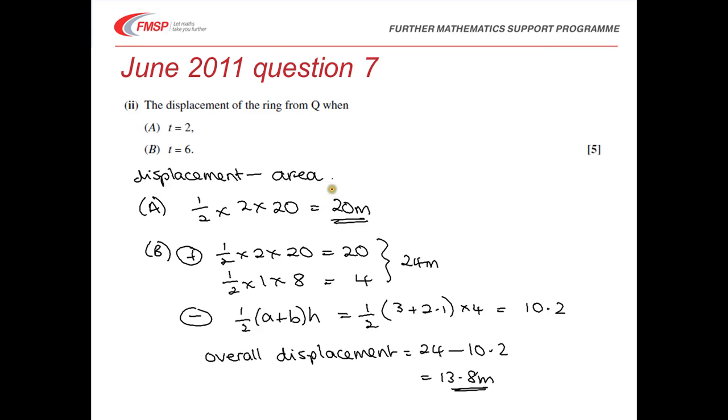Moving on to the next part with the displacement. For t is 2, you got a method mark for aiming to find the area of the triangle, and an accuracy mark for doing it correctly. There's then an independent mark for finding the area of the smaller triangle at the right hand side. Another for finding the area of the trapezium. And then a final mark for correctly recognising that some areas are positive, some are negative, and combining them correctly to get the 13.8.